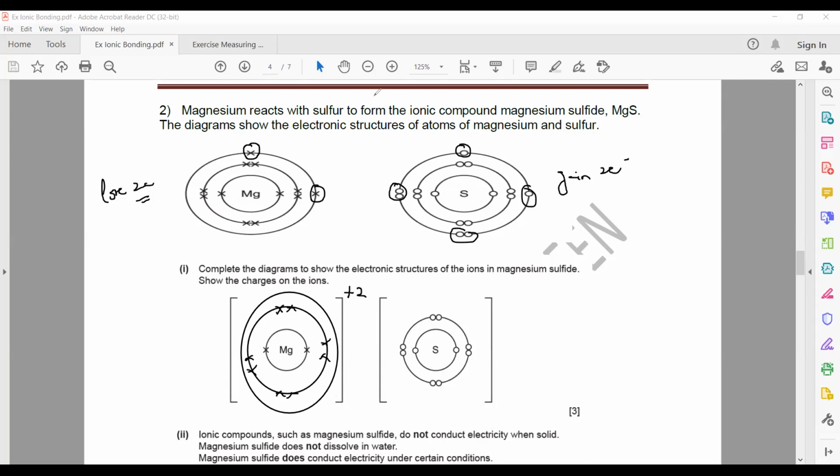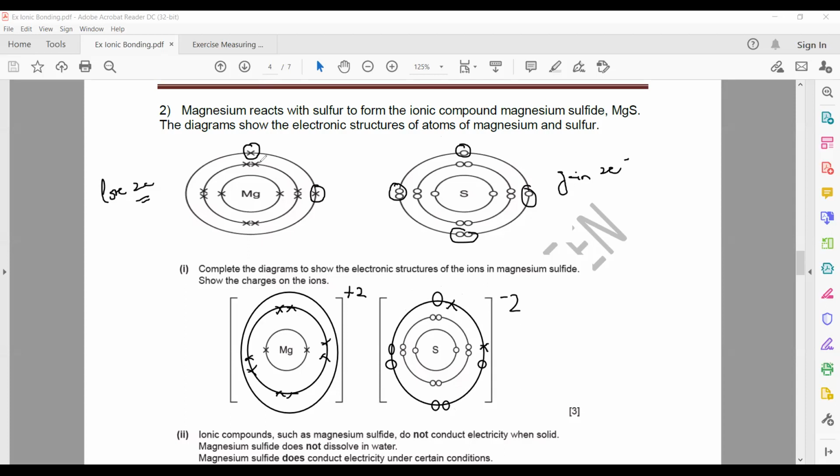As for sulfur, it gains 2 electrons. So already there are 6 electrons belonging to sulfur, 1, 2, 3, 4, 5 and 6, and 2 it takes from magnesium. So the charge on the sulfur will be -2.